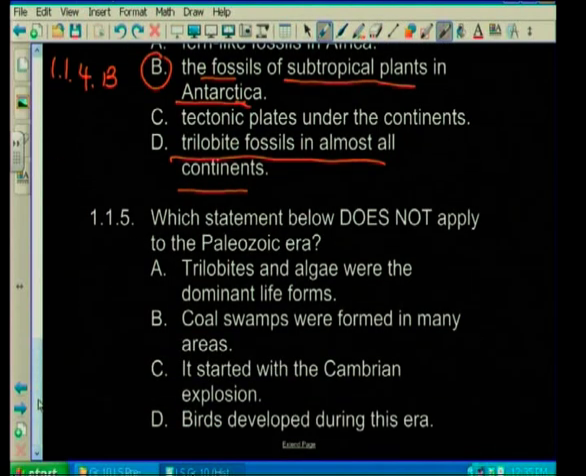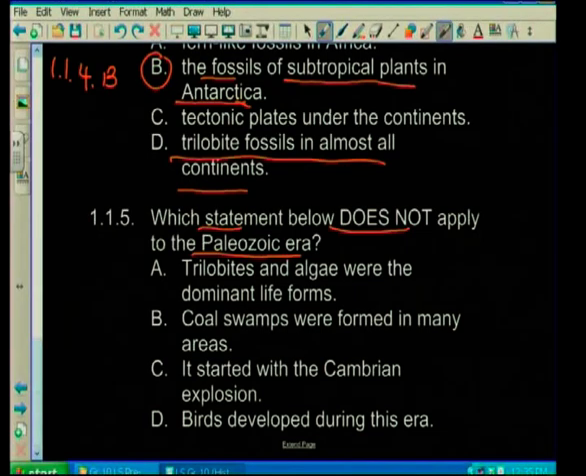Right. Which statement below does not apply to the Paleozoic era? In order for you to answer that question, you need to know some of the key events that happened in the Paleozoic era, which started off, remember, in the geological time scale, from the Cambrian to the Permian. The Cambrian period to the Permian period. So that was part of the characteristics of the Paleozoic era. So let us see what happened there.